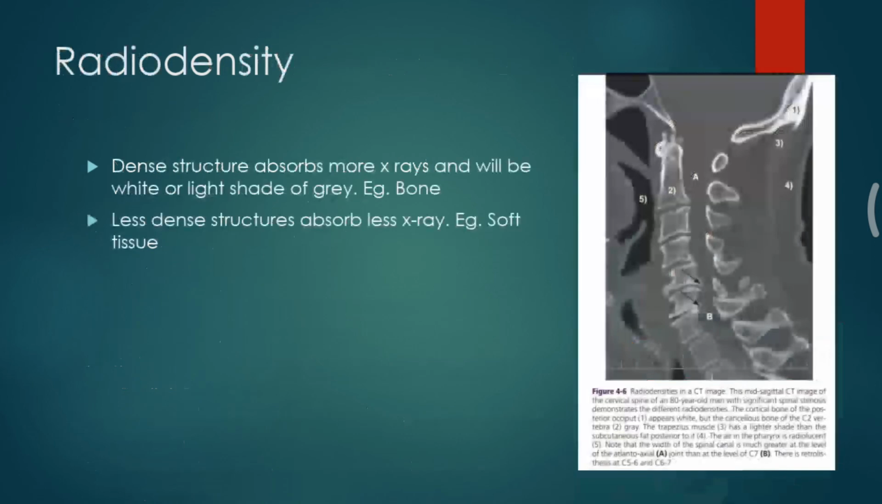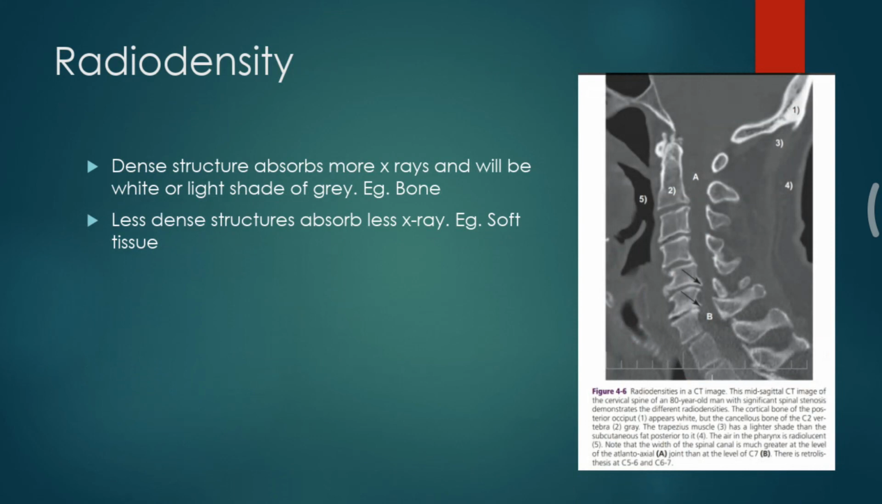So when you read the CT scan, the denser structures absorb more X-rays and will be white or a light shade of gray, for example bone, as you can see here, and the less dense structures absorb less X-ray. So, for example, the soft tissues you see here are slightly darker, and the air which is there in the trachea, as you can see, the one which is denoted as 5 here, shows a very dark shade.